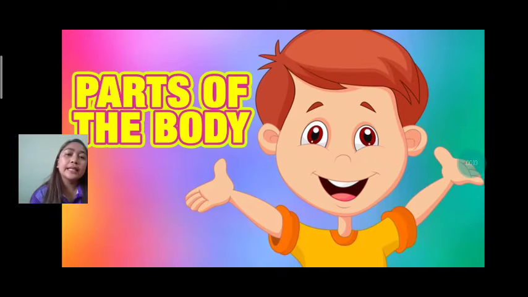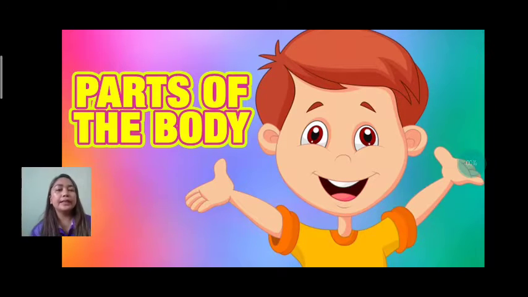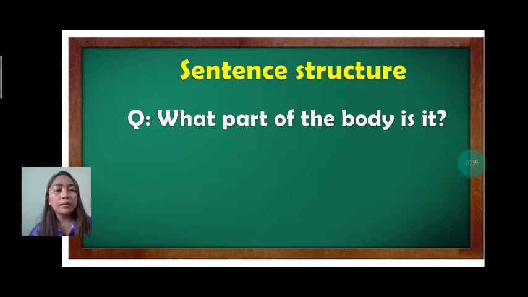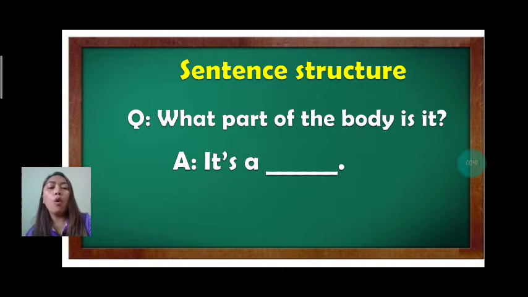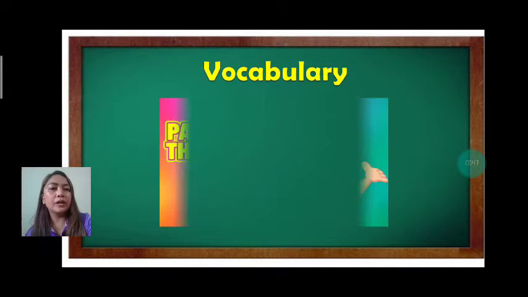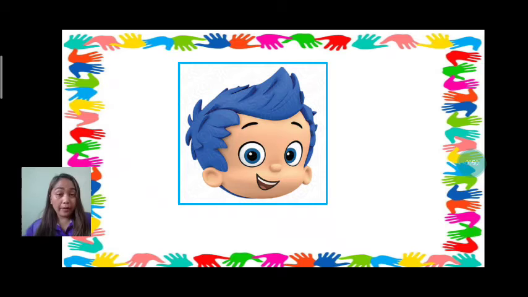Our topic for today is about parts of the body. Everybody, parts of the body. Let's spell: P-A-R-T-S-O-F-T-H-E-B-O-D-Y. Everybody, parts of the body. For our sentence structure, what part of the body is it? Answer: it's a blank, or it's an blank. Our vocabulary about parts of the body, the first one we have: what part of the body is it?